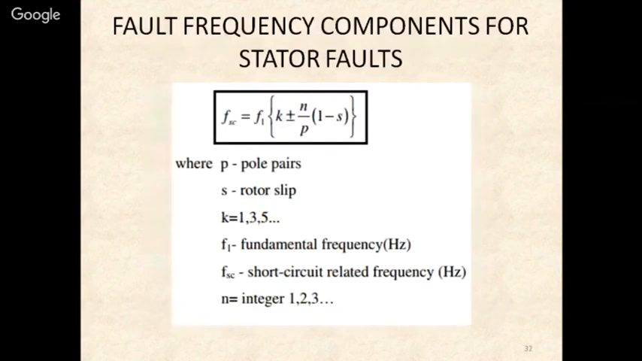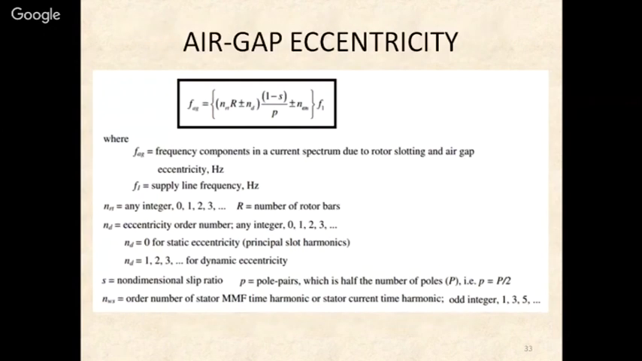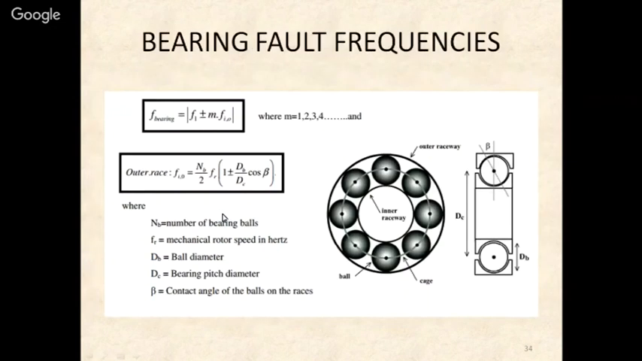So similarly, we have formulas for different other faults. For stator faults, we have these frequency components which are observed. For air gap eccentricity, we have these kinds of frequency components being observed. And for bearing faults, we have these types of fault frequencies which occur in the current spectrum.